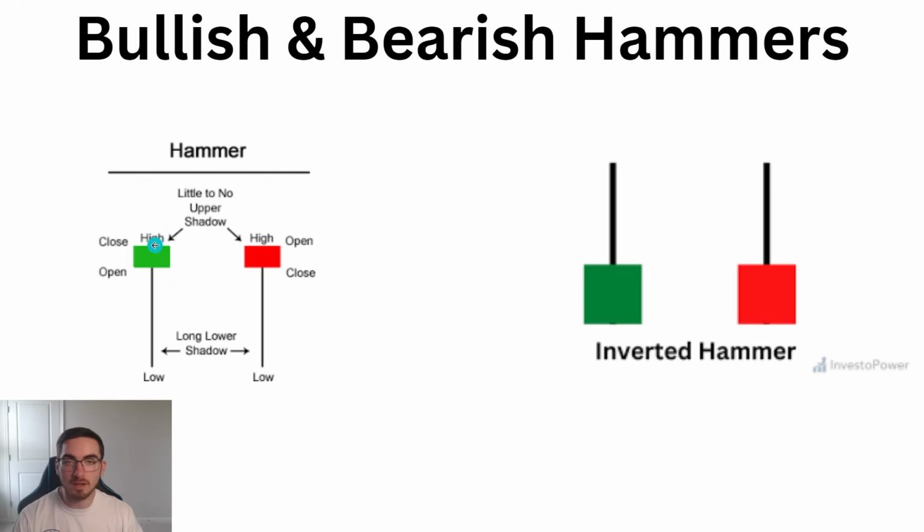What is that telling us? Buyers are very, very strong. If price dropped all the way down to here and they push price all the way back up here, those buyers are strong and those buyers are outweighing the sellers.